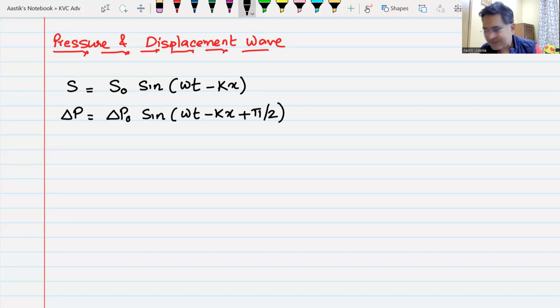The phase difference is pi by 2. Open your eyes, you have beautiful eyes. Open your eyes and see the beautiful universe. Yes, pi by 2, that is correct. So this pressure wave is ahead of the displacement wave by a phase angle of pi by 2.